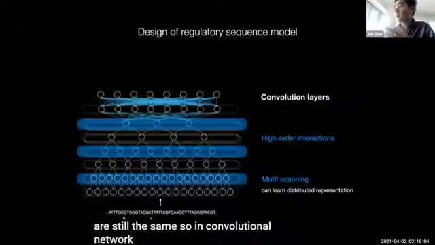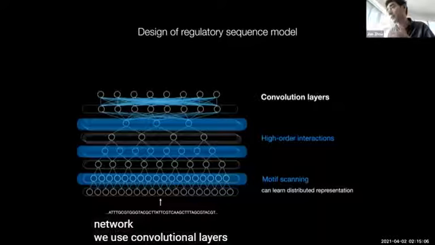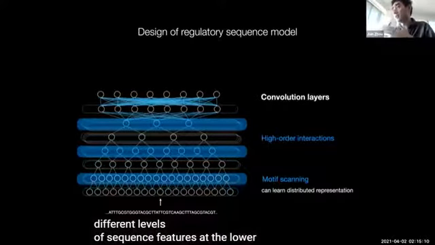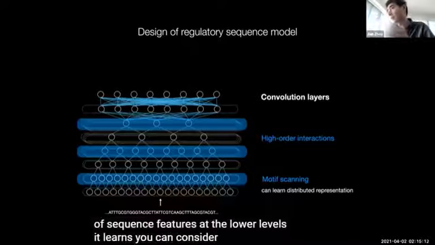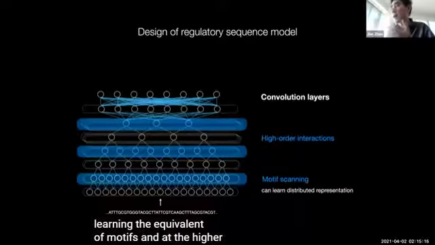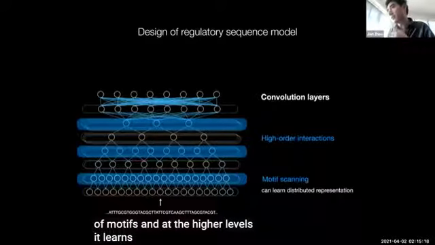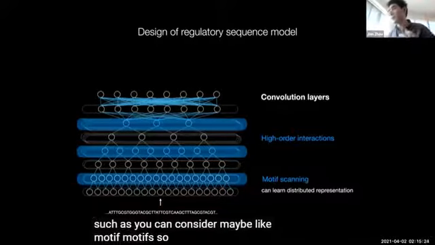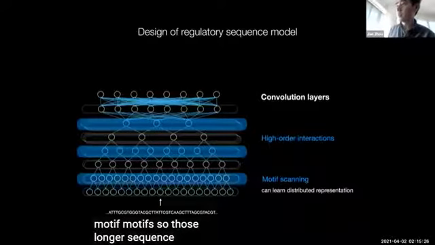In a convolutional network, we use convolution layers to learn different levels of sequence features. At the lower levels, you can consider it as learning the equivalent of motifs. And at the higher levels, it learns higher order sequence patterns, maybe like a motif of motifs. So those longer sequence patterns.